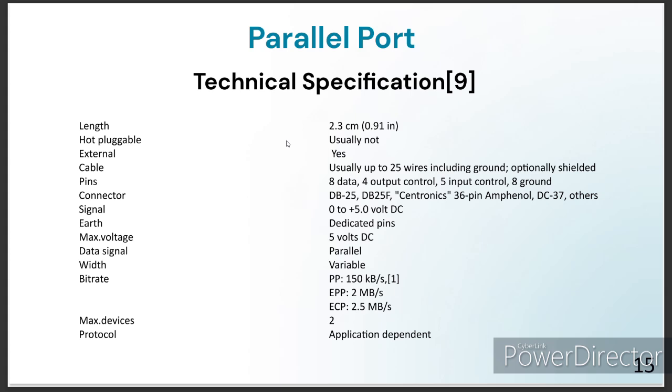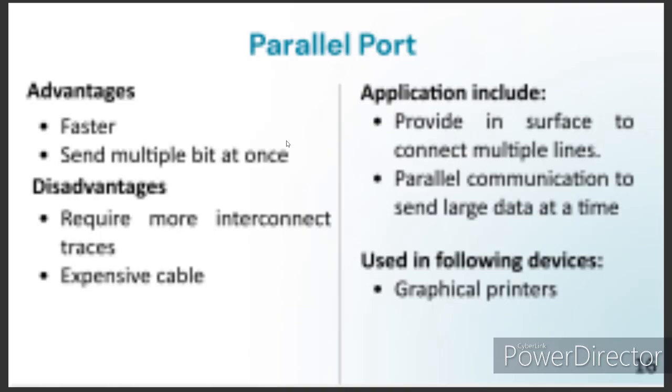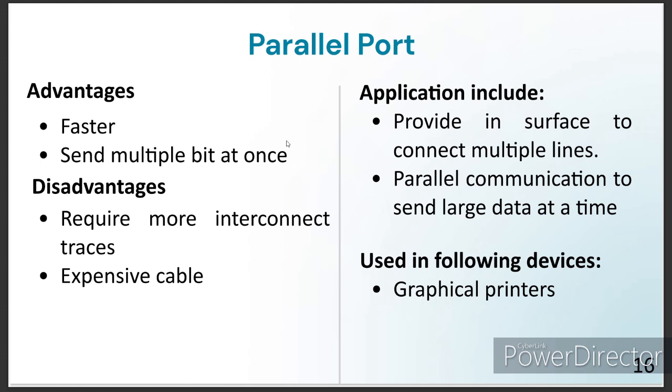These are the technical specifications of a parallel port. Length 2.3 cm, hot pluggable, usually not. External connection is required, yes. Cable up to 25 wires, including ground. Advantages: faster, send multiple bits at once. Disadvantages: require more interconnect traces, expensive cable. Applications include providing a surface to connect multiple lines, parallel communication to send large data at a time, used in the following devices: graphical printers.